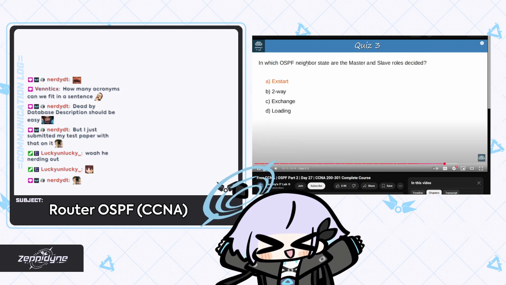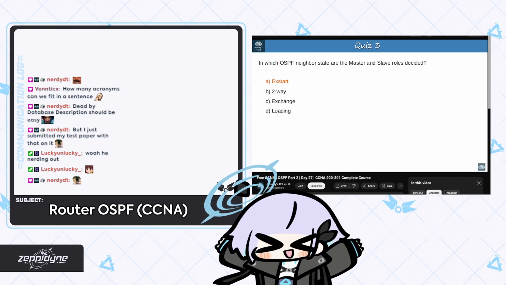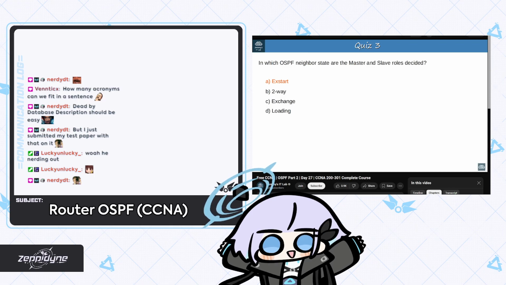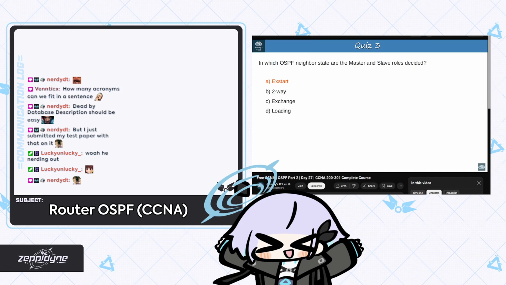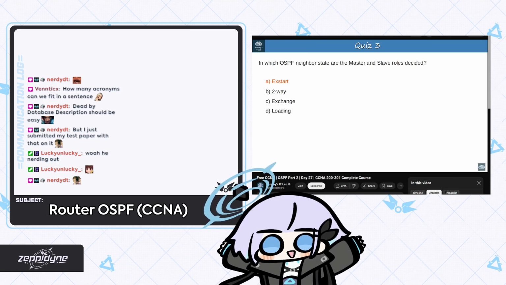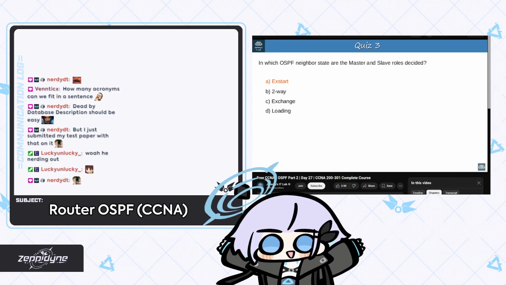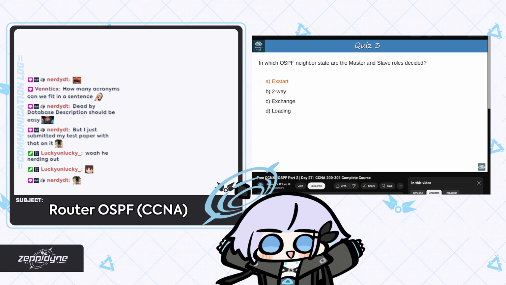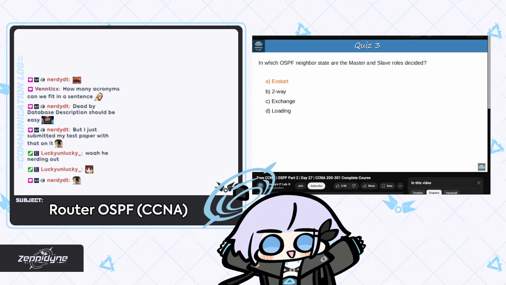A master and slave need to be decided in the Xstart state. The master is the router that will start the database description (DBD) exchange in the following state, the exchange state, which is option C. In option B, two-way, a designated router and backup designated router are selected in some cases, but not a master and slave. In D, the loading state, LSRs, LSUs, and LSAcks are exchanged, but a master and slave are not decided. Let's go to question 4.